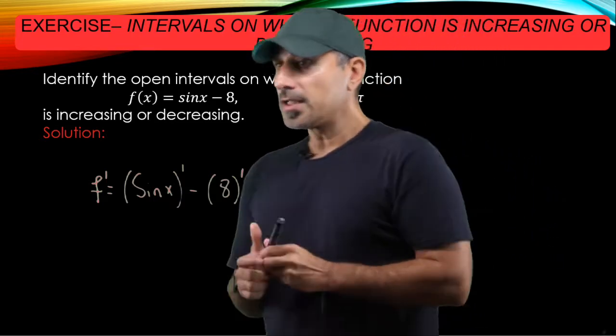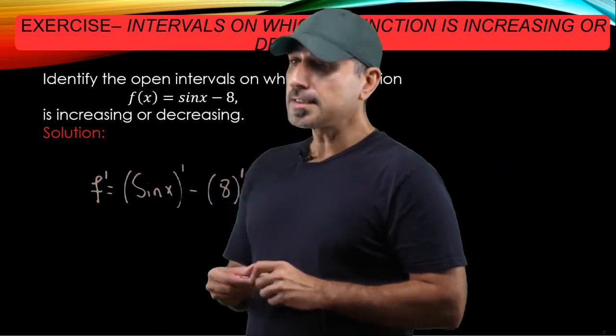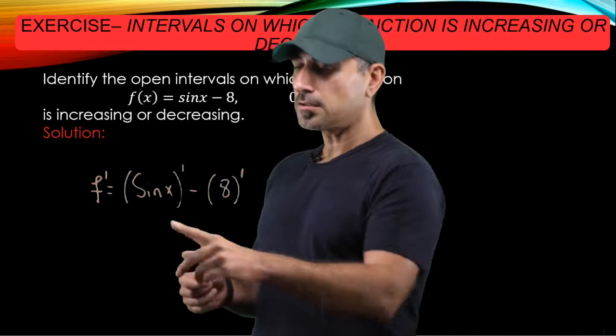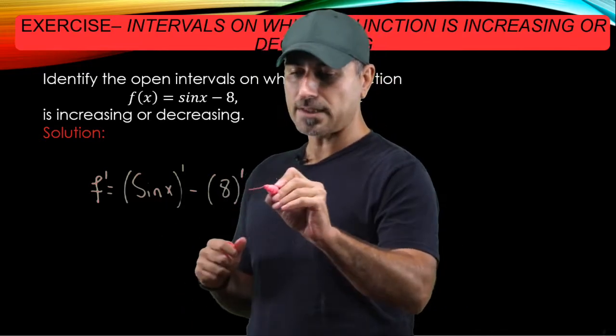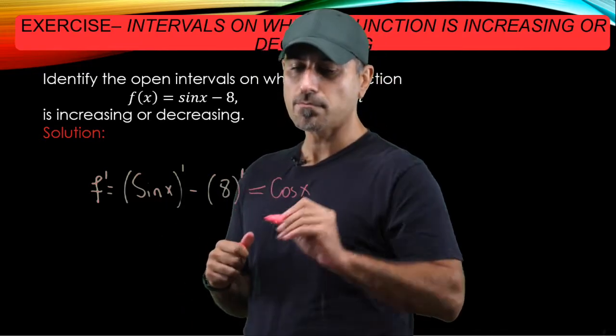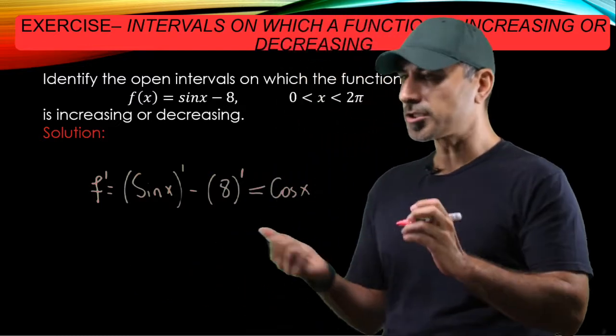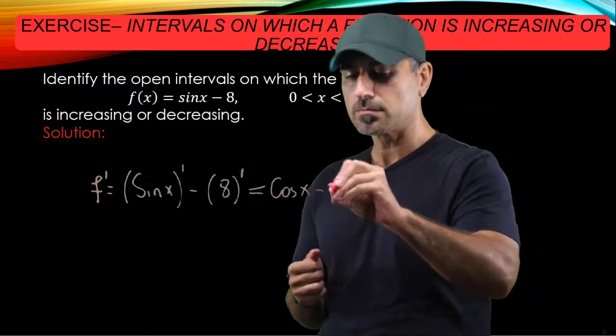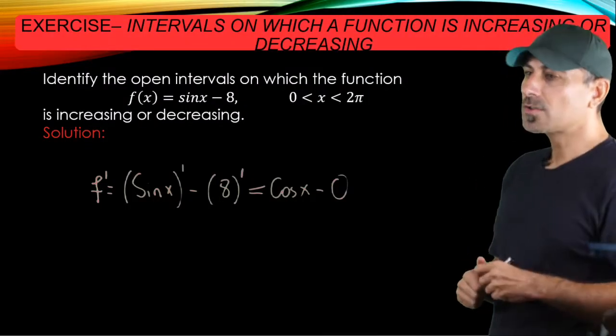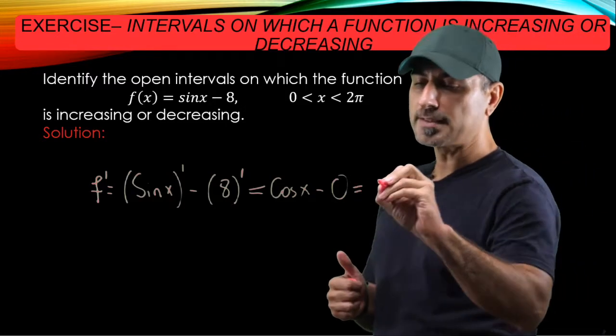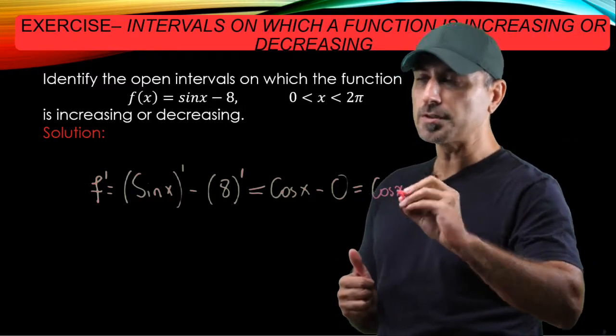Well, you can use the differentiation table or formula card to find the derivative of sine. That is in fact cosine. And the derivative of 8 is just 0. Okay? So we have f prime exactly equal to cosine x.